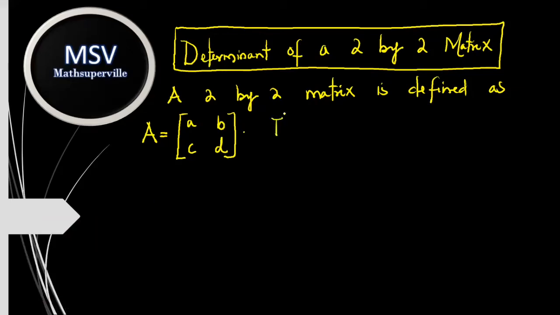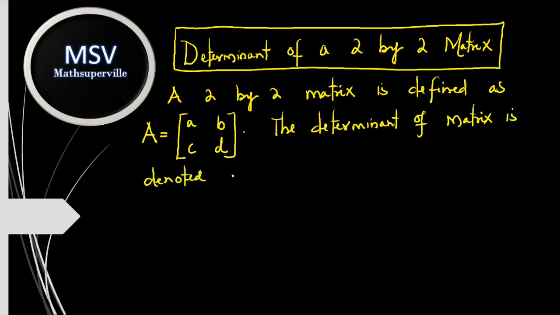The determinant of matrix A is denoted by det A, or A within two vertical bars. It looks like the absolute value of A, but that is the notation for the determinant of A.